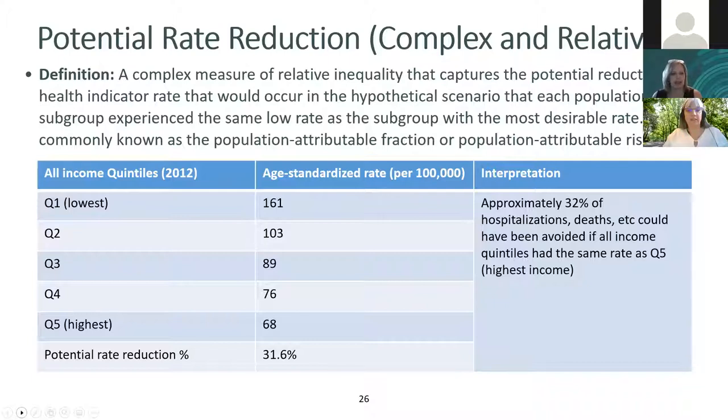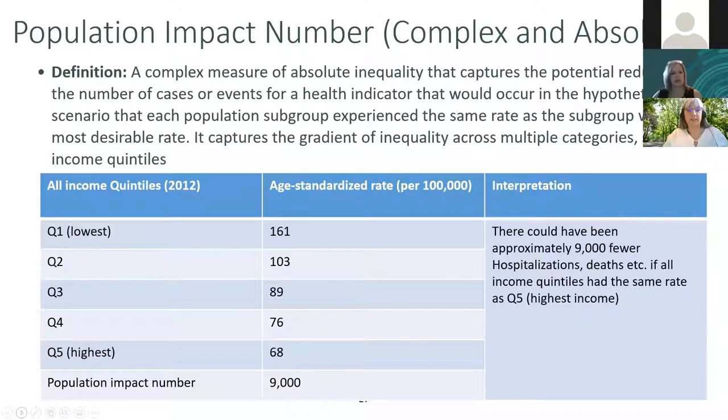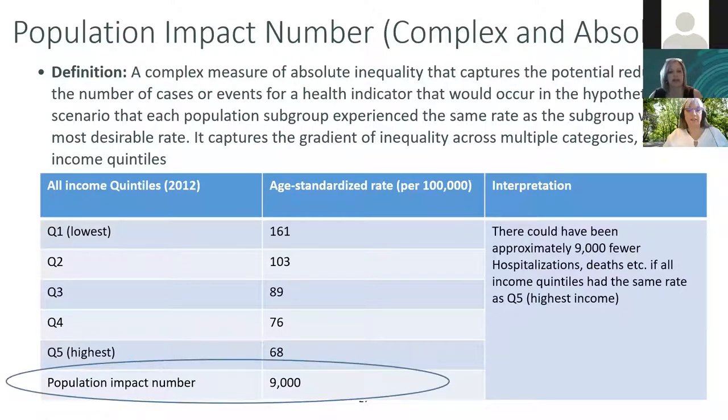And finally, next slide. The last one that I will talk to you about is the population impact number, which is defined as a complex measure and it's absolute in terms of inequality. It looks at the potential reduction in the number of cases, not the percent, but the number of cases or events for a health indicator in the same hypothetical scenario where every subgroup that you're looking at experiences the same rate as the one with the most desirable. So it captures the gradient of inequality across multiple categories. The interpretation here is that there could be approximately 9,000 fewer of outcome X if everyone in all income quintiles had the same rate as Q5. Next slide.